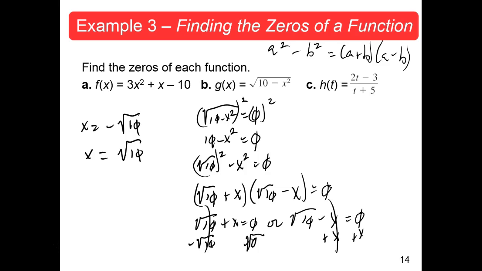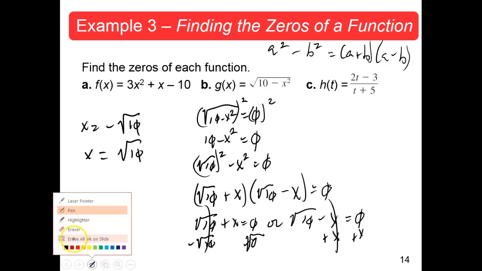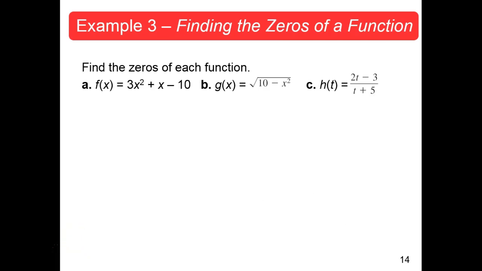What's positive square root of 10 squared? 10. 10 minus 10 is 0. Yes, they both work here. We didn't think that was going to give us a problem. It didn't. Okay? So, let's move on to the C part. I'm going to erase this. Everybody got it? Let me erase this, and let's do the C part.